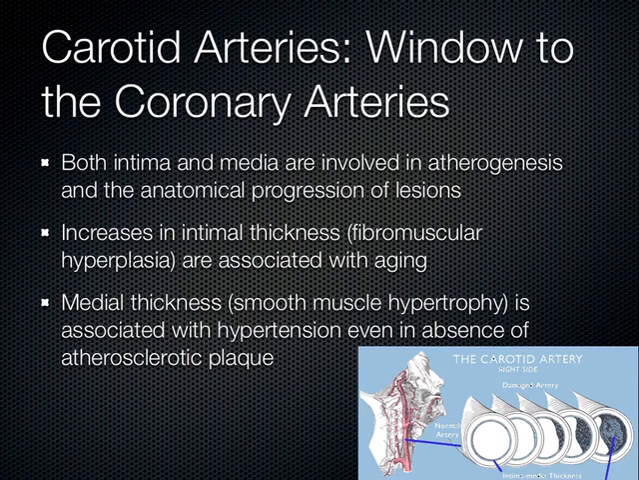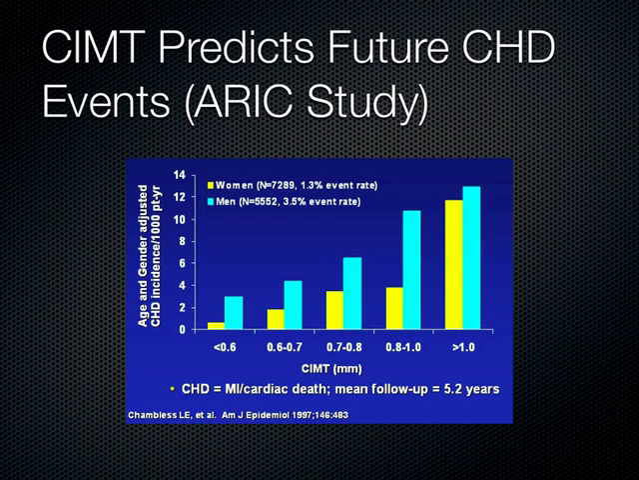And what happens is you have the intimal thickness, the fibromuscular hyperplasia. As you get older, that's a normal thing. But the medial thickness, or you can see smooth muscle hypertrophy, that's associated even with simple conditions like hypertension, which a lot of people have, even in the absence of an atherosclerotic plaque. So that's what we're going to be really looking at using ultrasound.